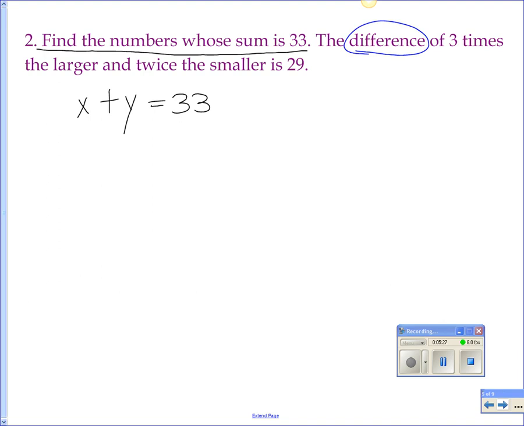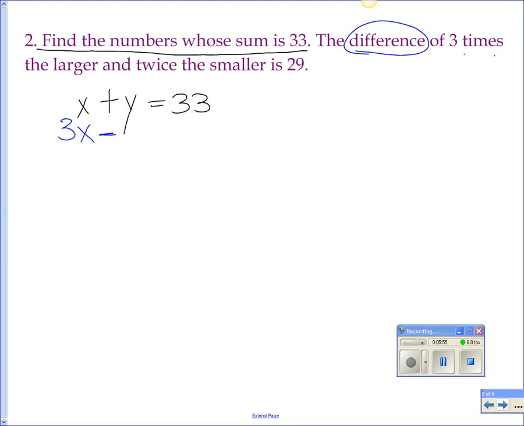Gracie, what do I put for difference? What symbol? So I put a minus right here. All right, guys, look up here, please. Look up here real quick. So difference means I put a minus, okay? But then it says 3 times the larger. I don't know what the larger is. I put 3x right here. I put 3x because it said 3 times the larger.